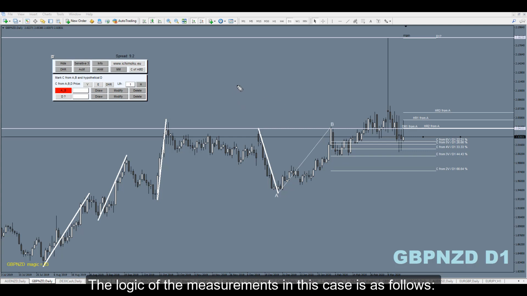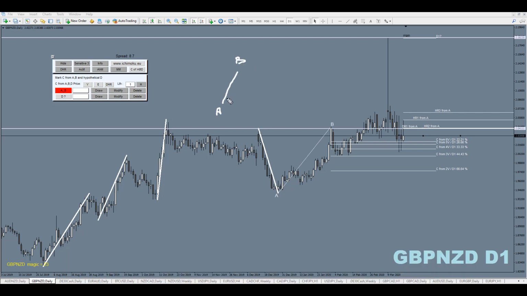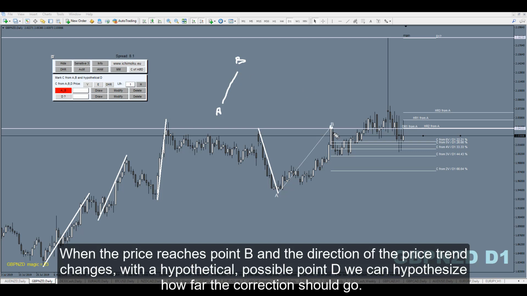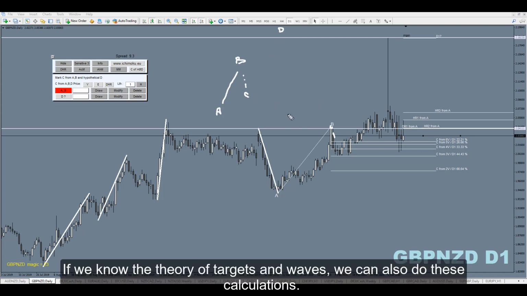The logic of the measurements, in this case, is as follows. Having the denying and habitual ranges available, we can with a good probability find the point up to where the price of the new impulse should reach. When the price reaches point B, and the direction of the price trend changes, with a hypothetical, possible point D, we can hypothesize how far the correction should go. If we know the theory of targets and waves, we can also do these calculations.